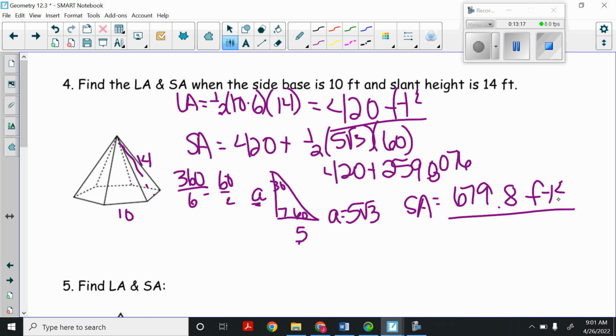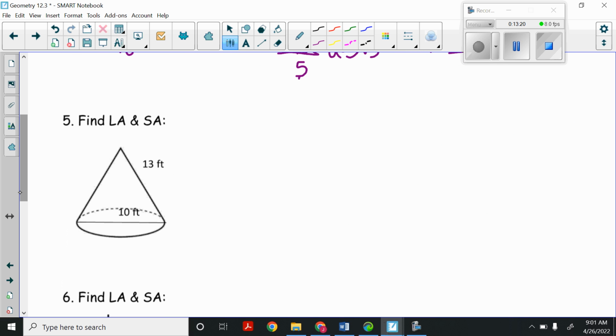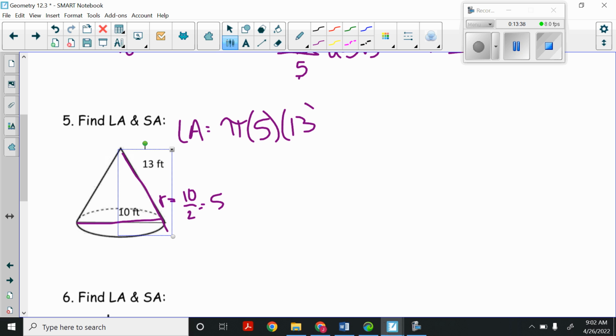Okay, so now we're going to look at some cones. So number 5, find the lateral area and surface area. So the lateral area of a cone is pi times the radius times the slant height. Here they give me the diameter is 10, so my radius is half of that, 5. So pi times 5, they gave me the slant height, 13. So my lateral area, 13 times 5 is 65 pi square feet. And again, I could multiply that through by pi if I wanted to give the answer as a decimal.